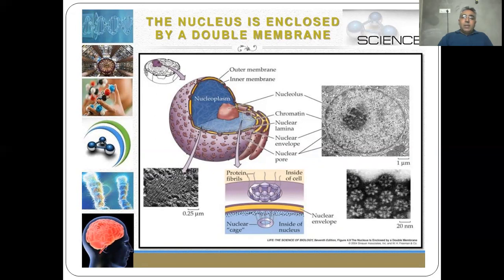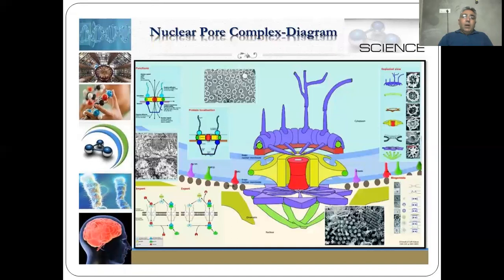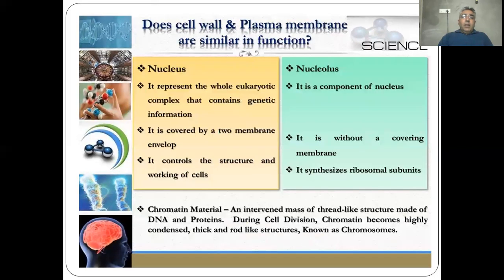After that, you can see the small body where RNA is formed, known as the nucleolus. Then chromatin material, after dehydration and condensation, is changed into the chromosome at the time of cell division. These are some structures of the nucleus. After that, the nuclear pore helps in exchange of material between the cytoplasm and nucleoplasm of the nucleus. Now the difference between nucleus and nucleolus. The nucleus represents the whole eukaryotic complex and contains genetic information.